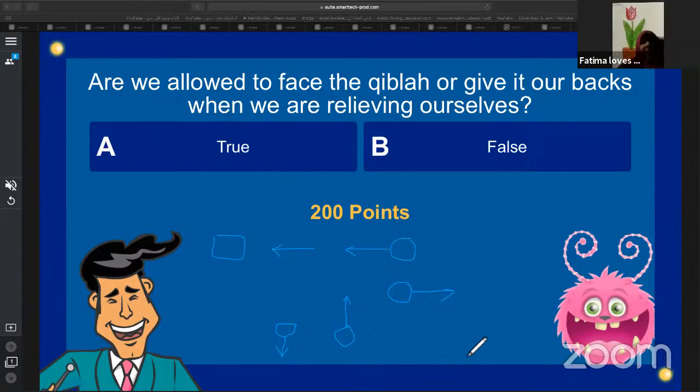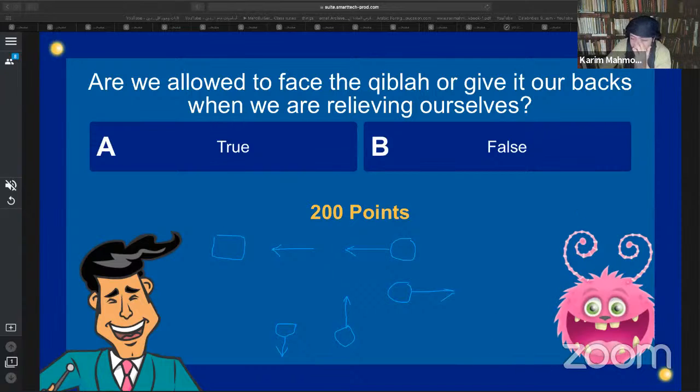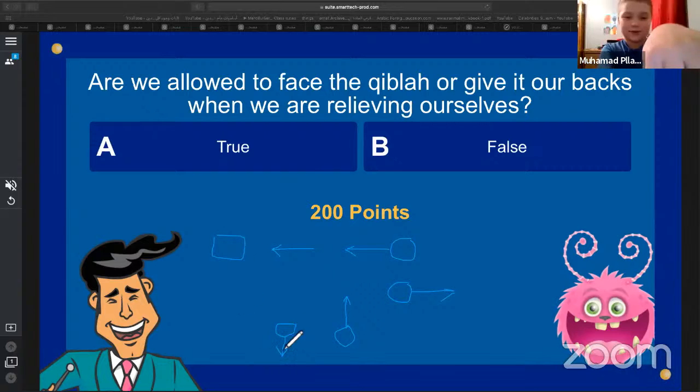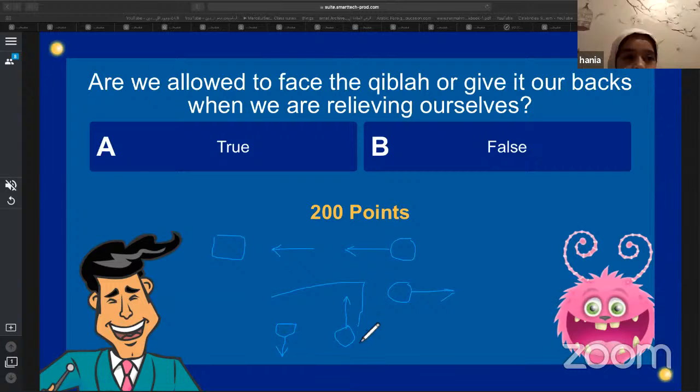Can we help her down? I'm sorry, what did you say? Down. Should he face the Qibla or not? Should he face the Kaaba when he's using the bathroom? Like this? Yes. Okay, so away from the Kaaba. So these two, right? Yes.